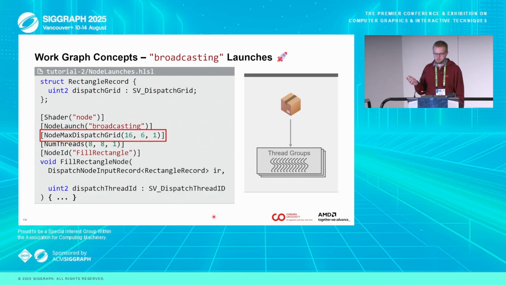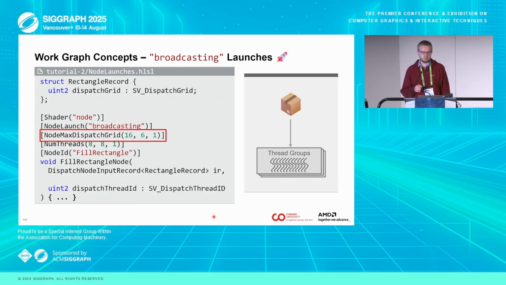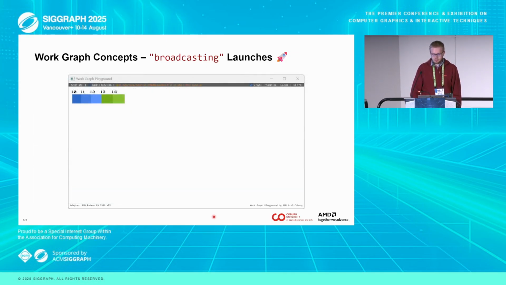So when you want to have this dynamic grid, you have to change this attribute a little bit. It's no longer the node dispatch grid, but it's the node max dispatch grid. And so here you have to put the limits of your grid for each dimension. So here we said, okay, our limit, the maximum that we will ever launch or put in this value in the record is 16 by 6 by 1. And when you do that in your homework, hopefully your solution will look like this. You have no longer gaps in between your rectangles, and you have completed task 1.